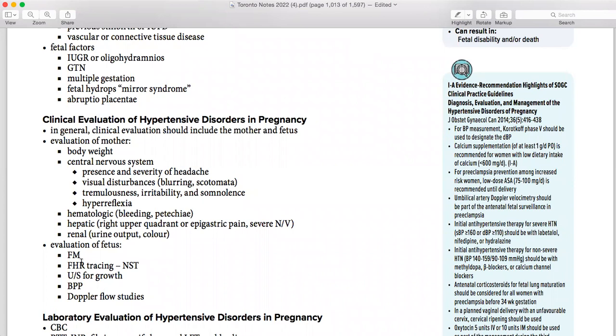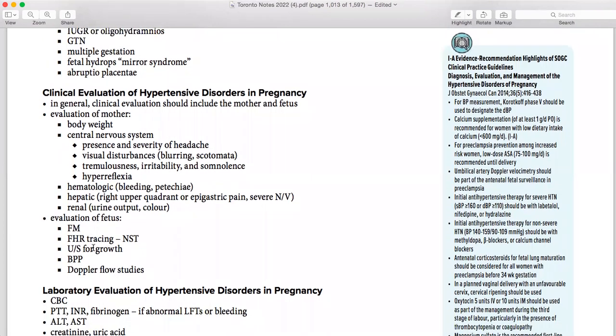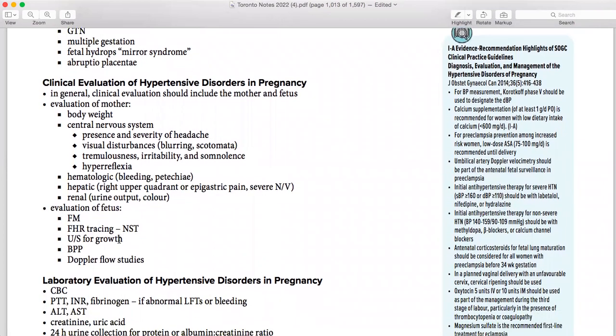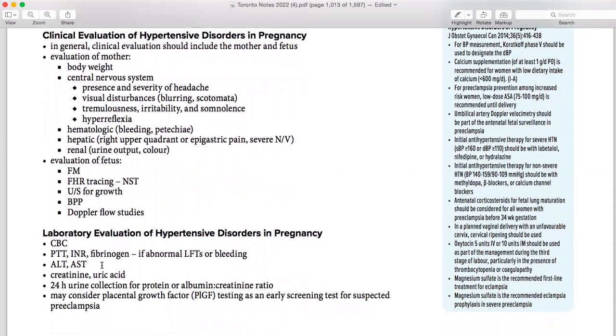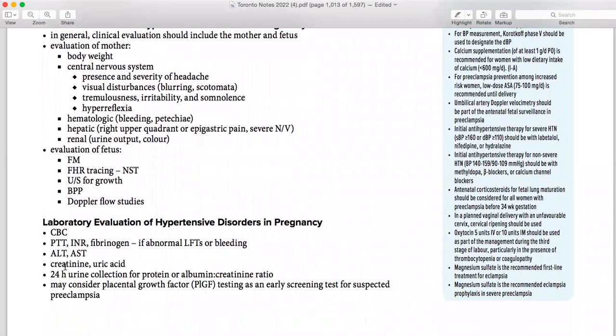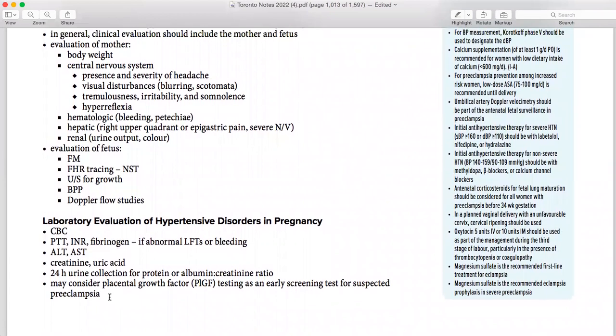So evaluation of the mother is important, and at the same time evaluation of the fetus, like fetal movement, fetal heart rate, ultrasound, BPP, and Doppler flow studies. These are particularly applied in any of the scenarios which have this kind of problem. Then the laboratory evaluation: CBC, PTT, and obviously you have to rule out all those blood-related problems. ALT, AST, because HELLP syndrome might be going on underlying. Creatinine, uric acid, 24-hour urine collection, PlGF. PlGF is basically placental growth factor, an early screening test for suspected preeclampsia. Okay.